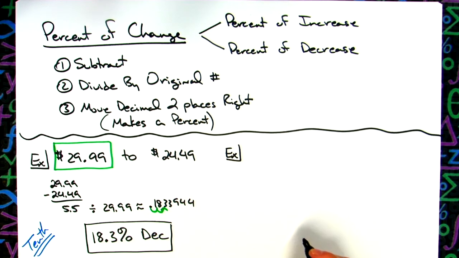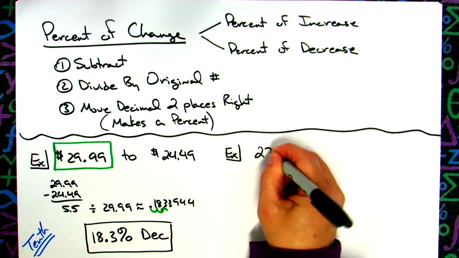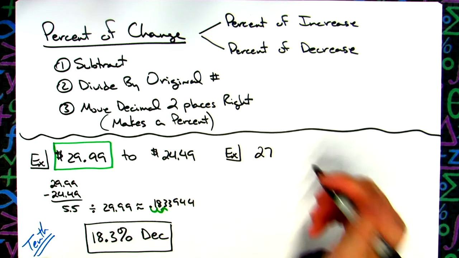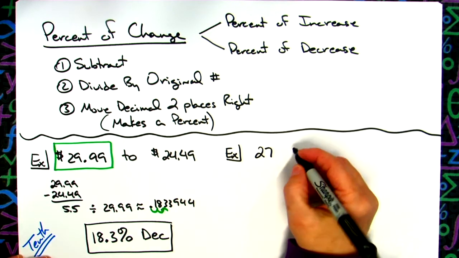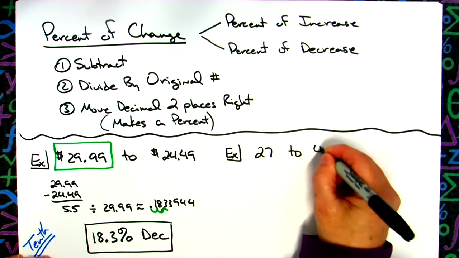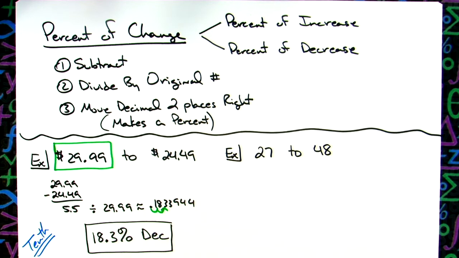And then let's do no money. Let's just do 2 random numbers. All right, let's say we start with 27, and then we go up to 48. All right, so is this one going to be a percent of increase or a percent of decrease? Increase because the numbers got bigger. Okay, all right, now the first step is to subtract. So what minus what? Did we say? You all talked at the same time. I couldn't hear you. So 48 minus 27?